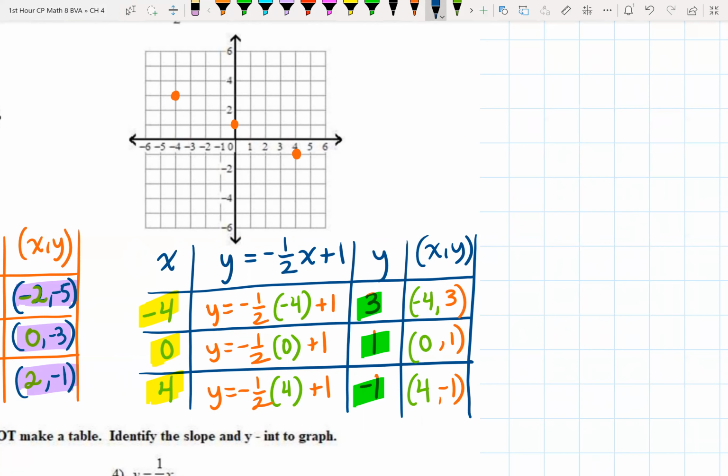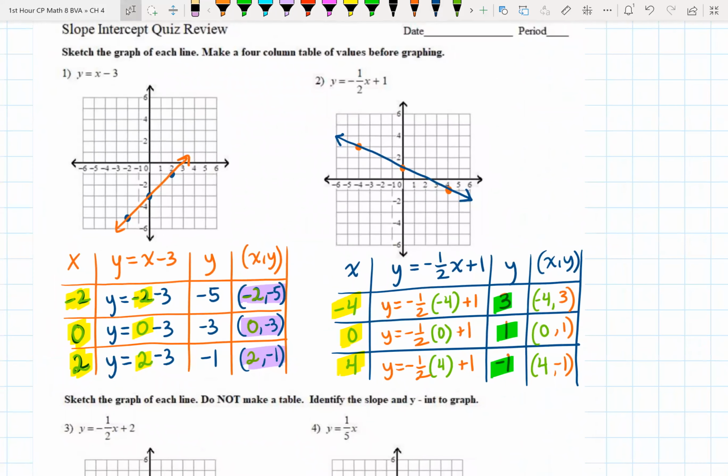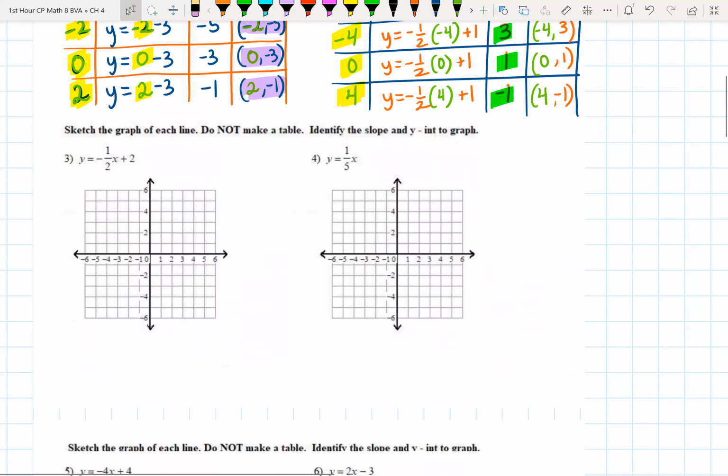Grab your ruler and draw your line as straight as you can through those points with arrows at both ends, and you've done it. You've made 2 great graphs by first making a table of values. Do you think we could do this without making a table? Let's take a look at the next couple equations.